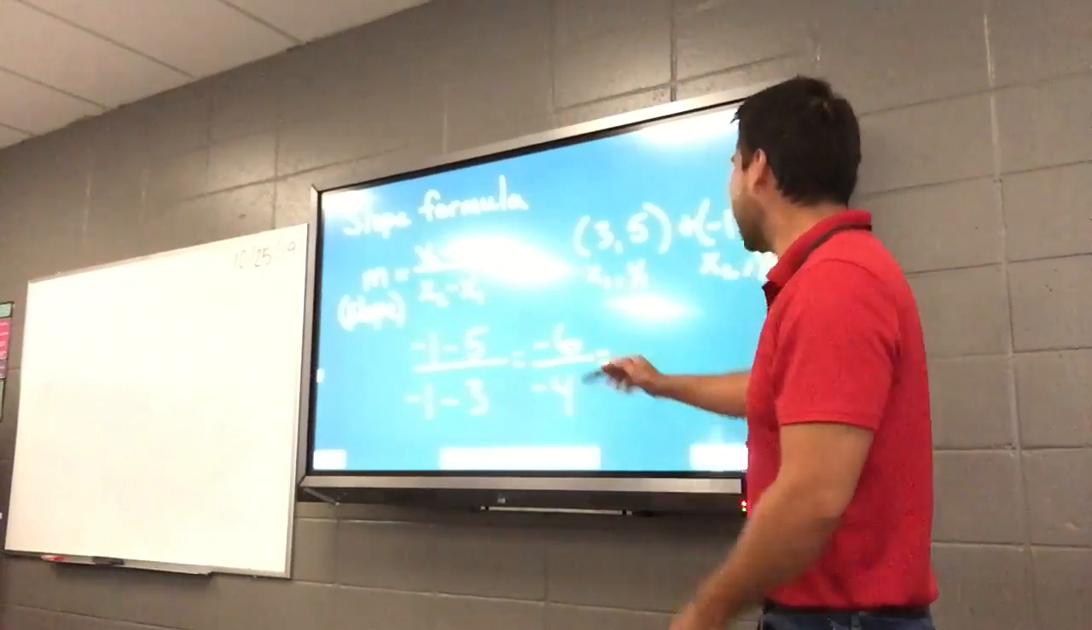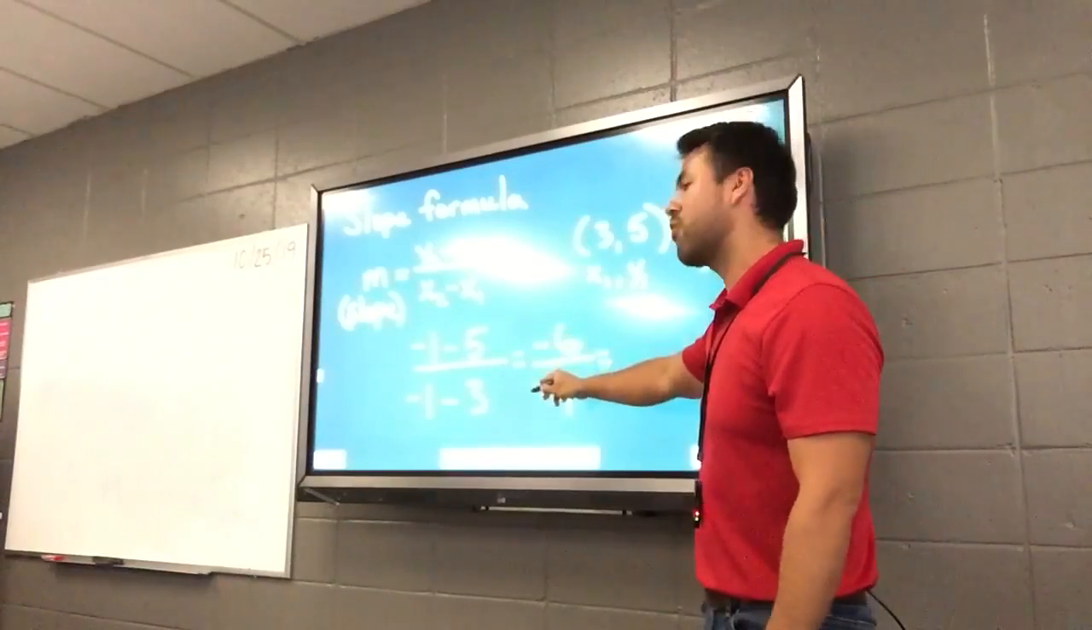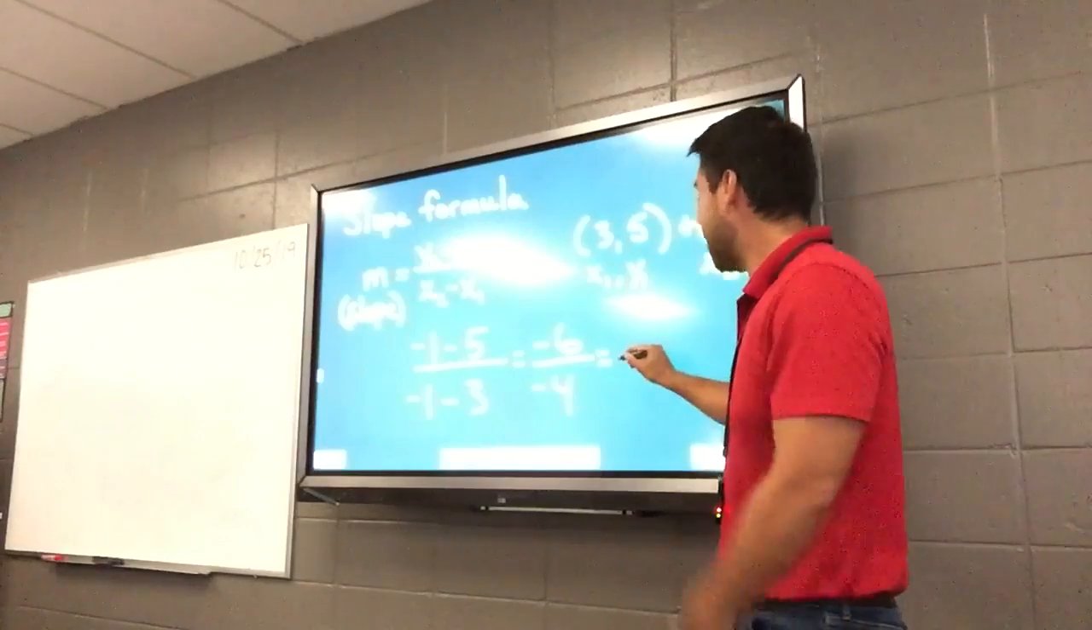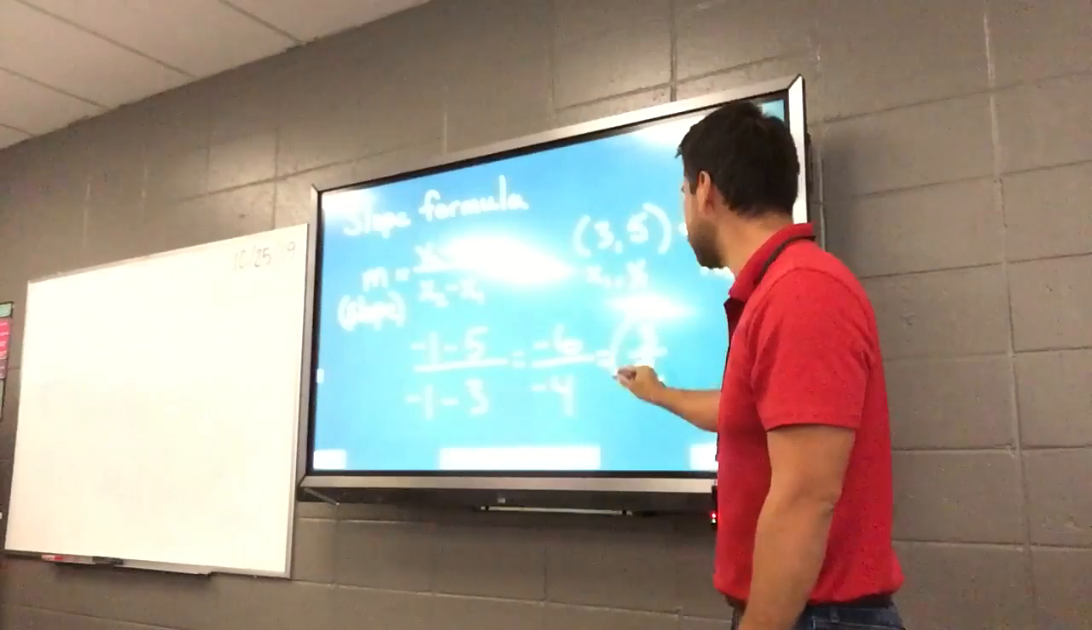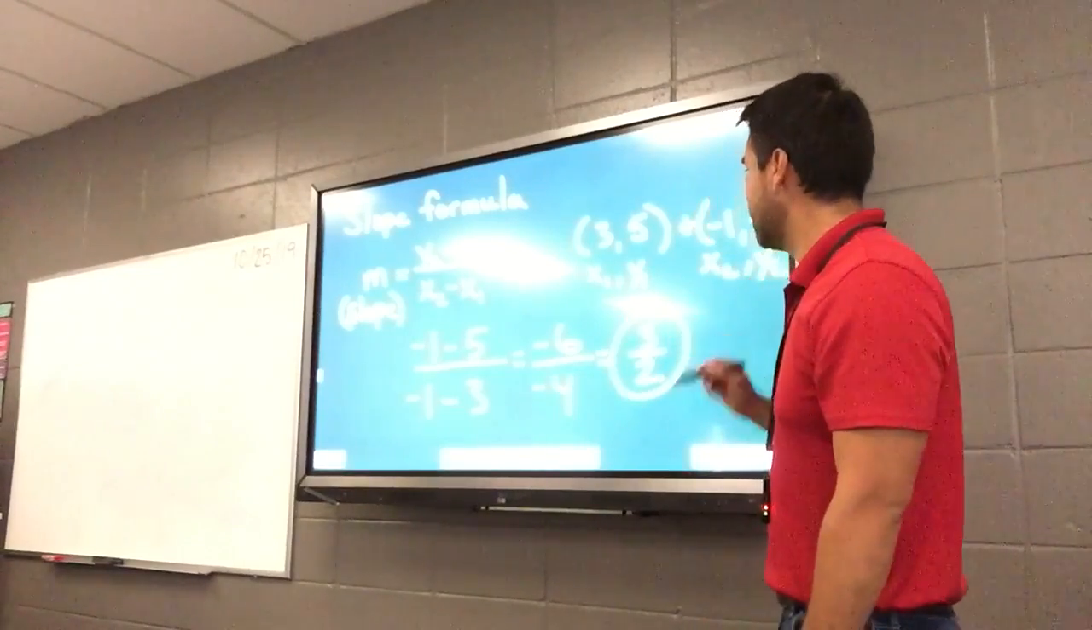Okay. Anyway, what's a negative over a negative? Positive. So my answer is going to be positive, and I'm going to leave it as an improper fraction, 3/2. That's my slope.